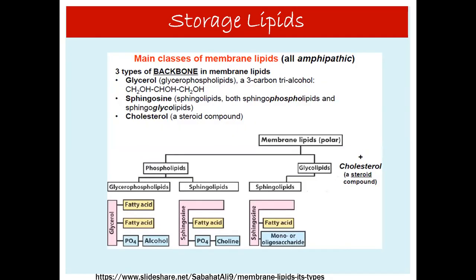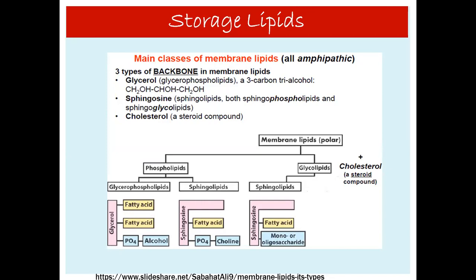First of all, the main class of membrane lipids. All are amphipathic. There are three types of backbone you can find in membrane lipids. First of all, it can be made of glycerol. Glycerol means alcohol, so which alcohol is present as backbone? Glycerol is present. It is a 3-carbon tri-alcohol, we all know, a trihydroxy alcohol.